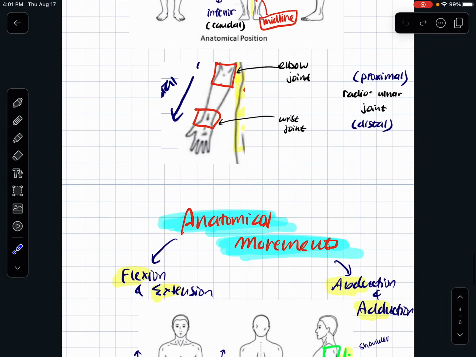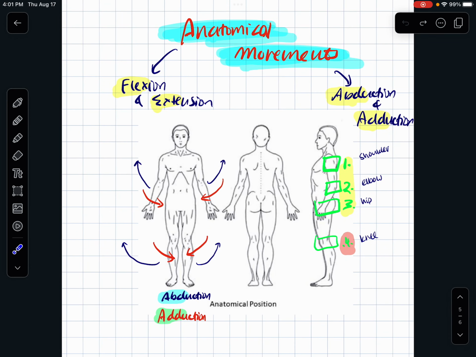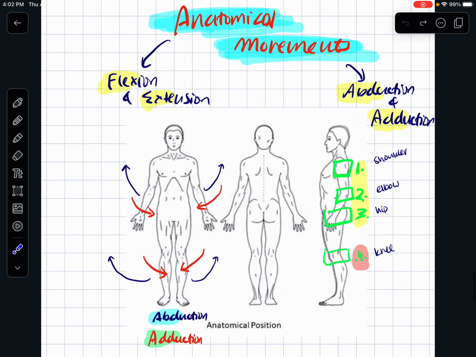So we move on to the last part of the video, which is anatomical movements. In this video, we're going to be discussing two important categories. The first is flexion and extension, and the second one would be abduction and adduction. Now, there are a lot more movements out there, but for the sake of this video, we're only going to be discussing these two because they're some of the most common ones you're going to use in clinical practice. So, okay, let's start with abduction and adduction.